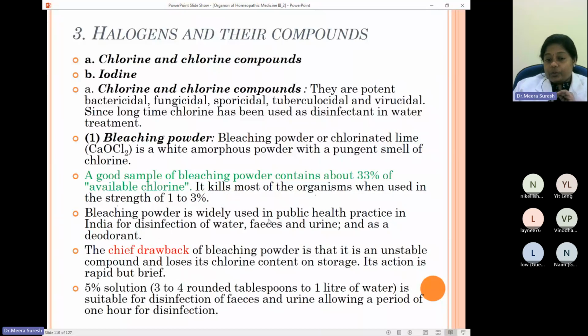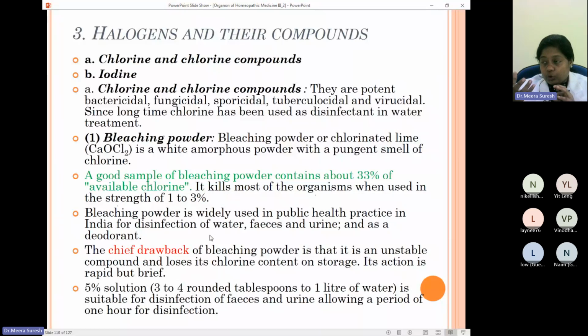The bleaching powder is widely used in public health practice, especially in LMIC, including India, for disinfection of water, feces, and urine, and also as a deodorant, especially in a street. I have seen when people are cleaning a street. I told you about this mela that is happening. After that, because it is happening on the streets, it's not possible to use something very expensive to clean. So they actually use this bleaching powder, water in which the bleaching powder is mixed in a particular quantity.